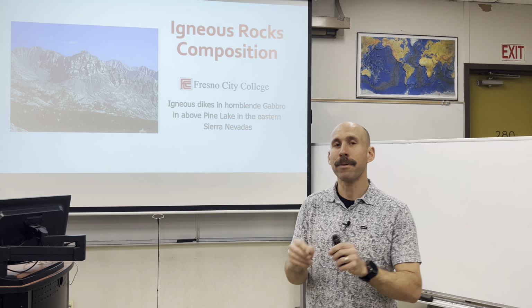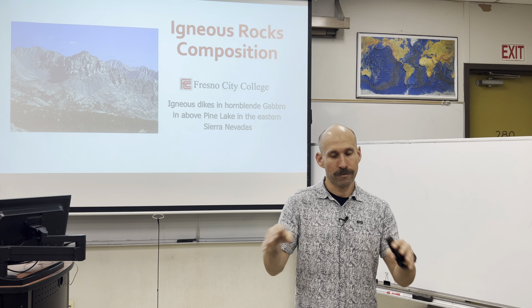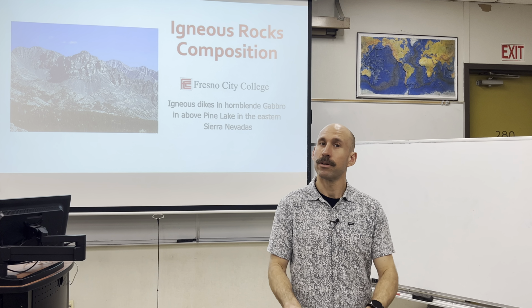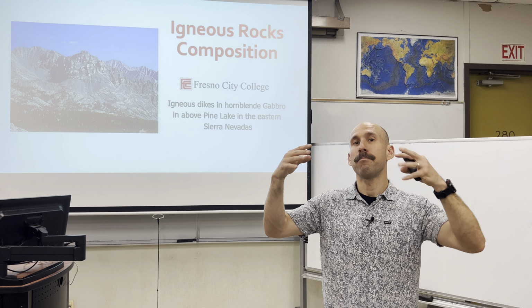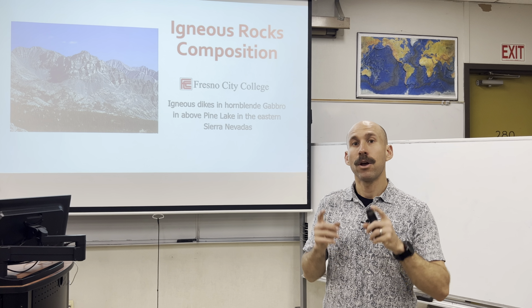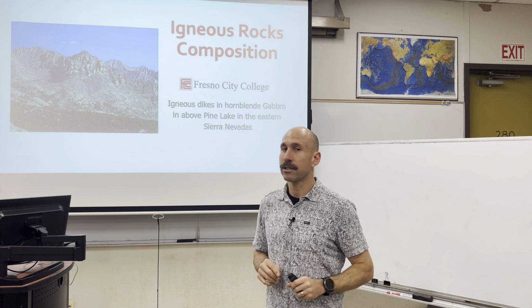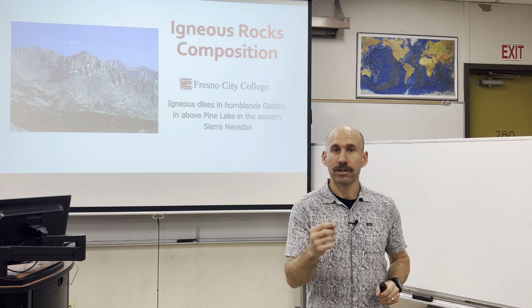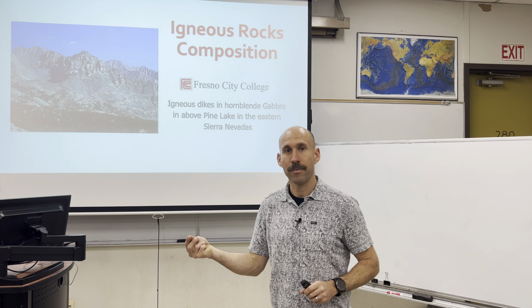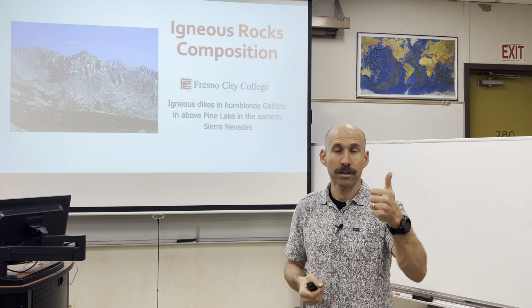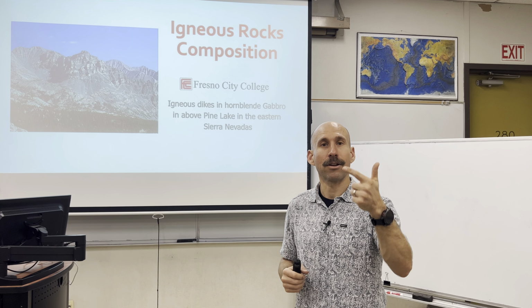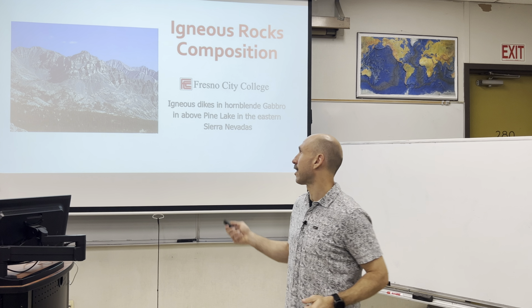Let's talk about igneous composition. Igneous rocks are rocks that cool from a melt. There are two types: igneous intrusive, forming from magma below the surface, and igneous extrusive, forming from lava above the surface. When we look at physical characteristics of igneous rocks to classify them, we look at texture, discussed in another lecture, and composition, the point of this lecture.